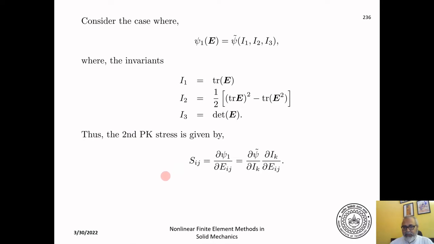So let's try to do it here. We have derived ∂I1/∂E, that is I. We have derived ∂I2/∂E, that is I1 I minus E. Now we are trying to derive ∂I3/∂E. An easy way to do that is to start from the Cayley-Hamilton theorem.